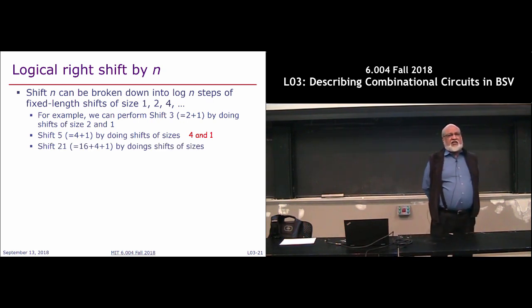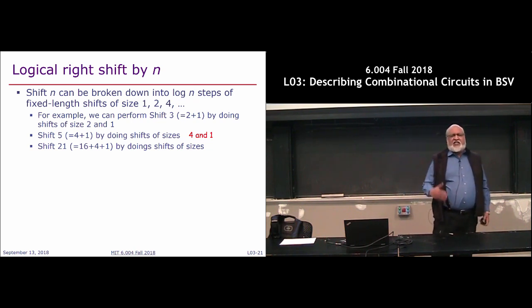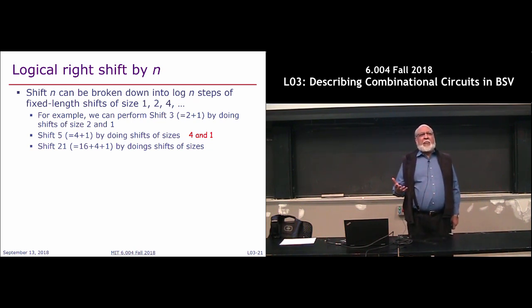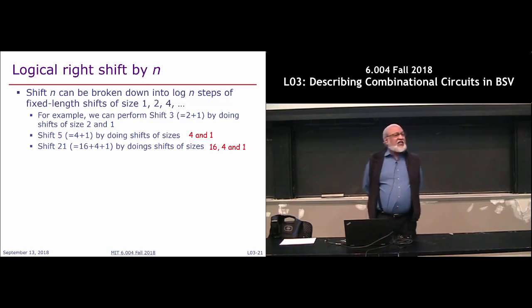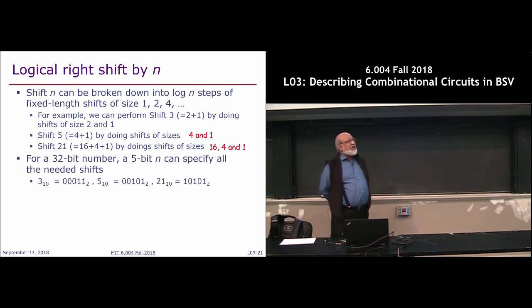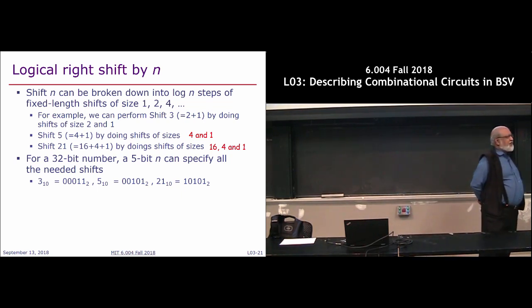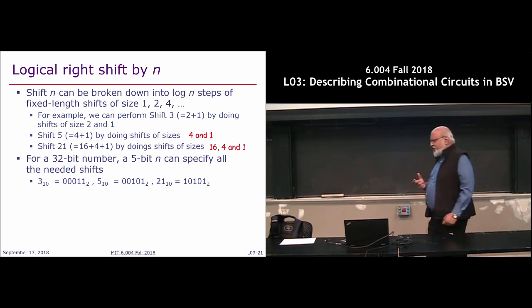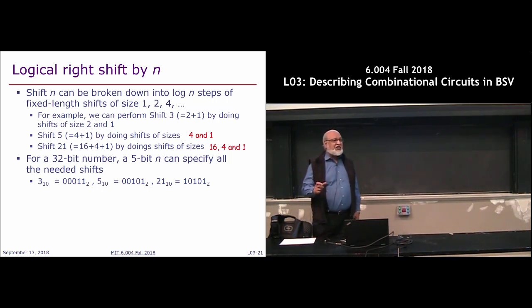How about this one? 21. Why am I writing it like this? This is the binary representation of 21. It has a 16, a 4, and a 1. And therefore, I need these three shifters in order to shift by 21. For 32-bit numbers, a 5-bit n can specify all needed shifts. So what has happened now is you're giving me n, and I'm going to look at the binary representation of n.